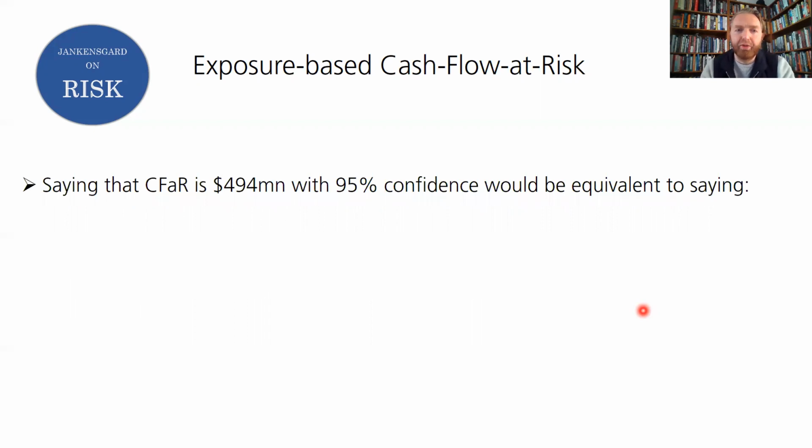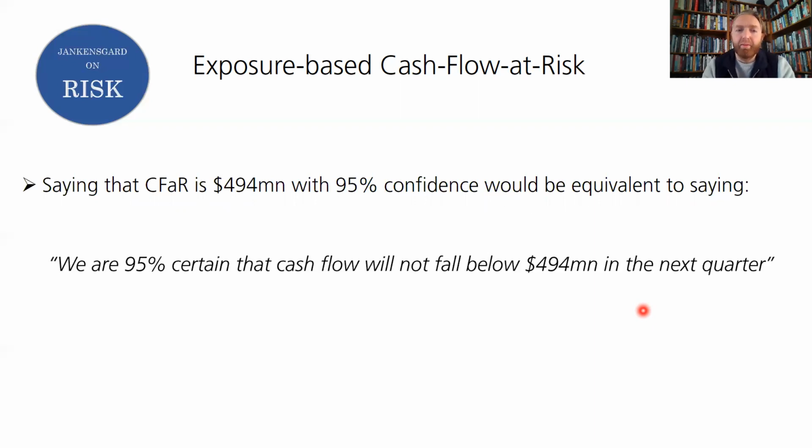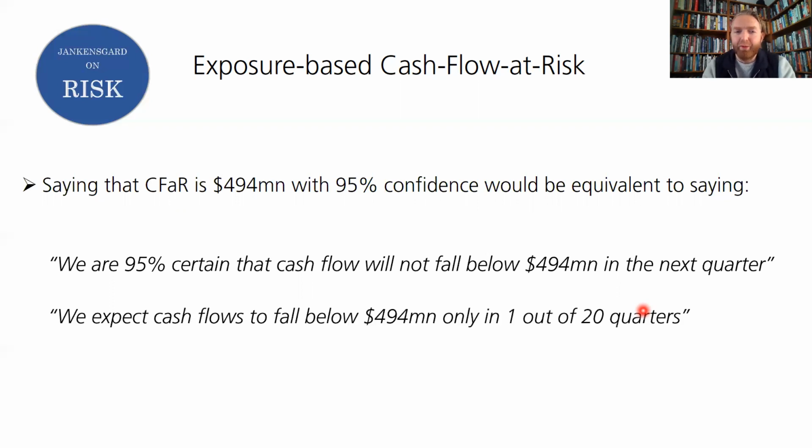And so, for example, if you say that E-CFaR is 494 million with 95% statistical confidence, that will be the same thing as saying that we're 95% sure that cash flow will not fall below 494 million in the next quarter. Equivalently, you could say that we expect cash flows to fall below this level in only 1 out of 20 quarters. So that's the same thing, only rearranging the furniture a little bit.